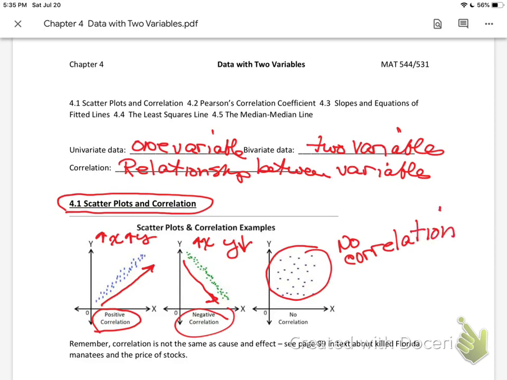I wrote here, because our textbook talks about this, remember that correlation is not the same as cause and effect. On page 89 in the text, there is a plot of the killed Florida manatees versus the price of stocks. There is a positive correlation when you look at the data. However, that's not a cause and effect. Just understand that sometimes interpreting a positive correlation may be misleading.